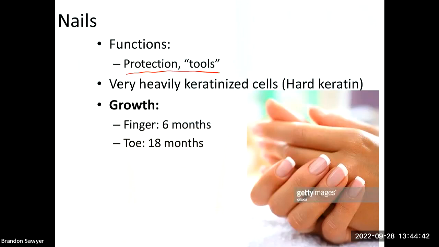But then also they're tools, right? We pinch things with them, we grab things with them. They give us some ability to have that fine point pinch. These are very heavily keratinized cells, so the hardest type of keratin that we have. Interestingly, our fingernails and our toenails are on different growth patterns. Maybe you guys have noticed that you have to clip your fingernails more often than your toenails, right? Fingernails grow about 3 times faster than toenails do.